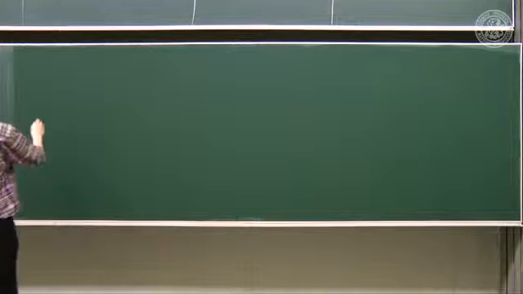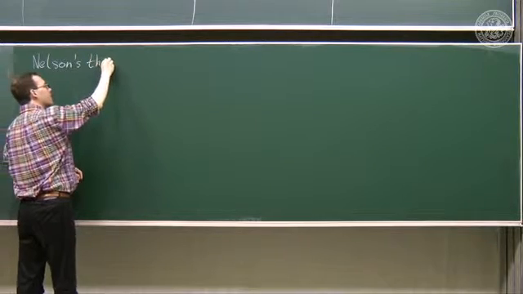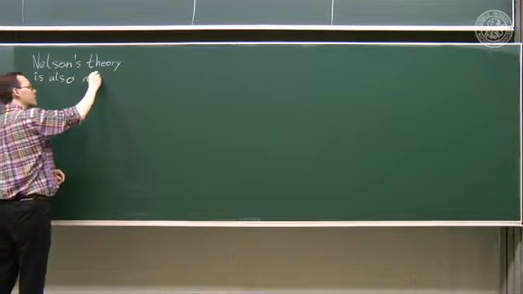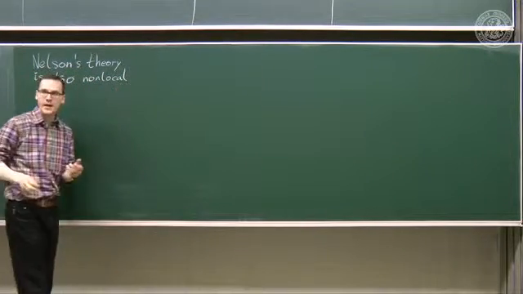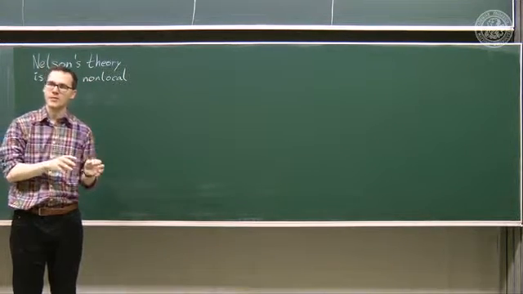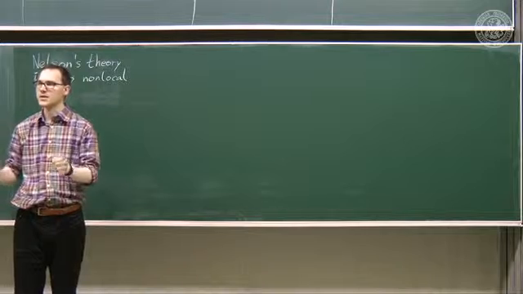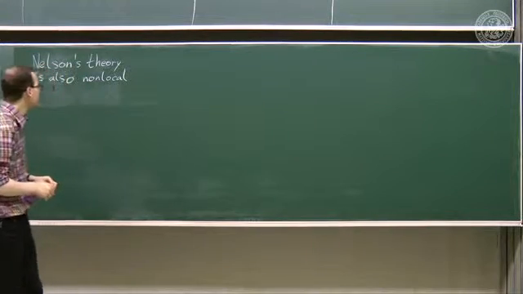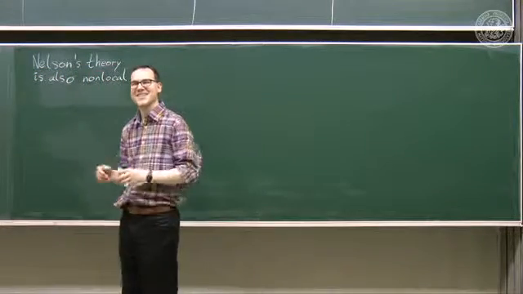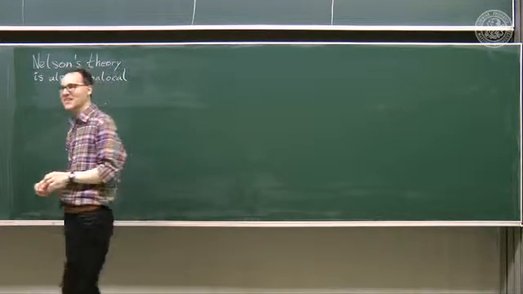So the first remark again is that Nelson's theory is also non-local, in the sense that we defined last time. That is, influences acting purely on particle 1 will have an instantaneous effect on the trajectories of particle 2, even if there's no interaction and they are very far apart. For that reason, Nelson himself abandoned his theory once he was told by John Bell about Bell's theorem, actually.